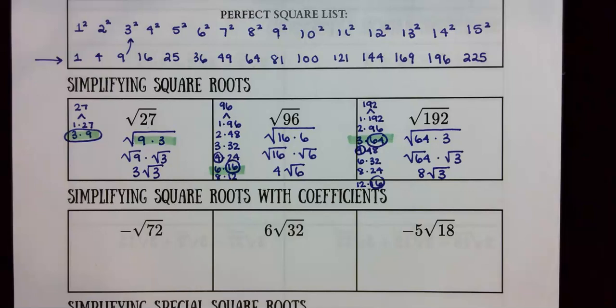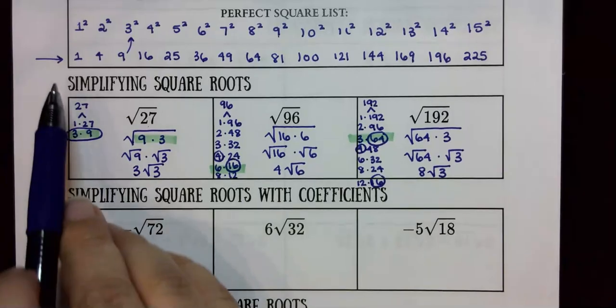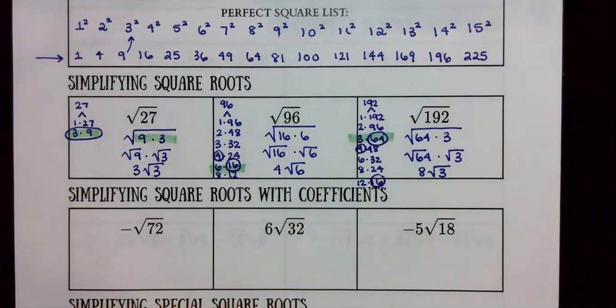Hello everybody, in this video we are going to continue our conversation about how to simplify radicals, or in this case how to simplify square roots. In the previous video we talked about what a perfect square is. We also talked about how a square root undoes a perfect square. We made our list of perfect squares up to 15. And then we looked at a couple examples on what we need to do and what we need to look for in order to break these down.